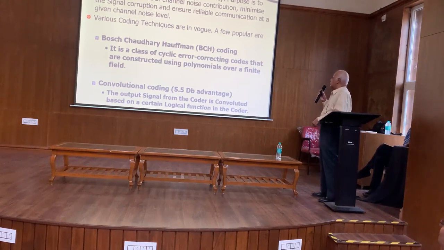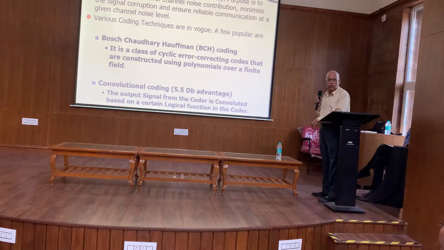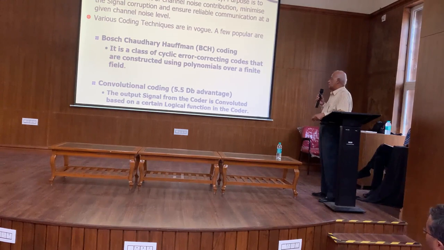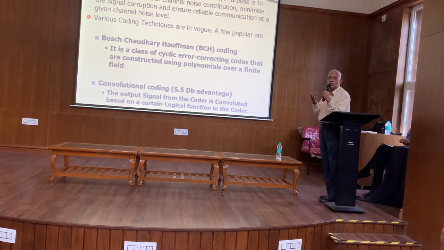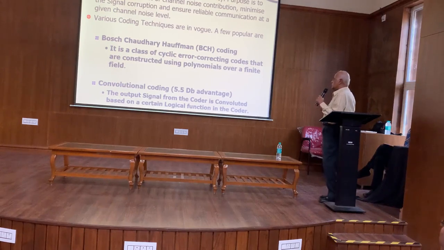Bose-Chaudhuri-Hocquenghem coding, called BCH coding, we use it in our satellite telecommand system. It is a classic cyclic error correcting code that is constructed using polynomials over a finite field. They use codes which are polynomial derivatives of the coding technique, and that is combined along with the signal to be transmitted in the digital format. Of course, the signal conversion and all those things follow later. This is BCH coding.